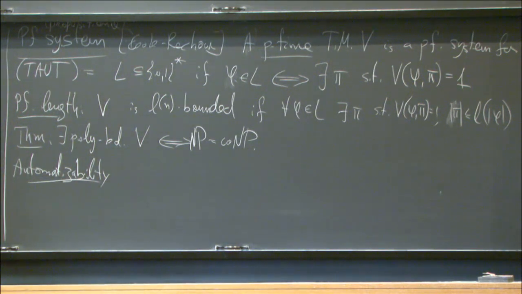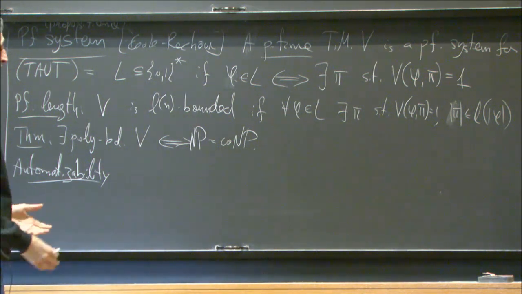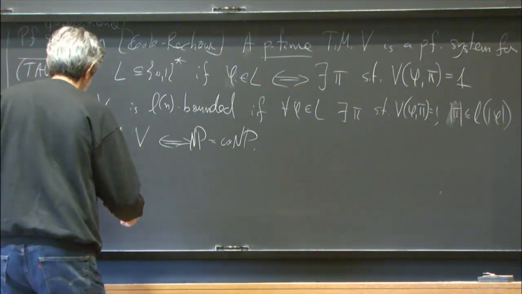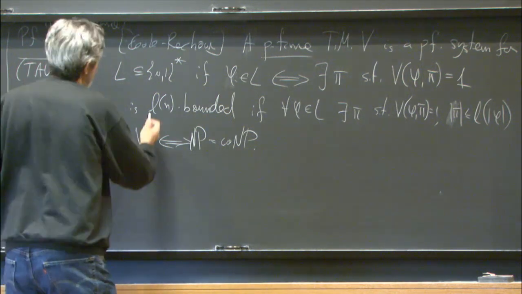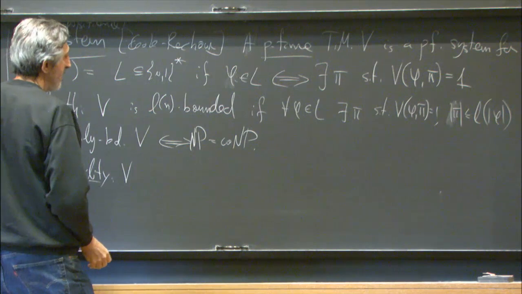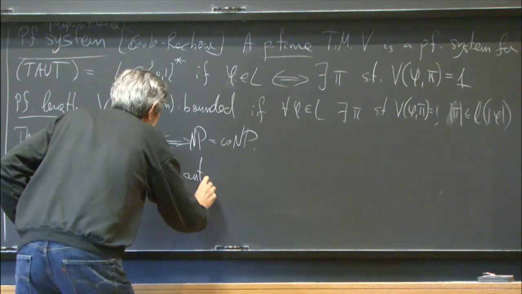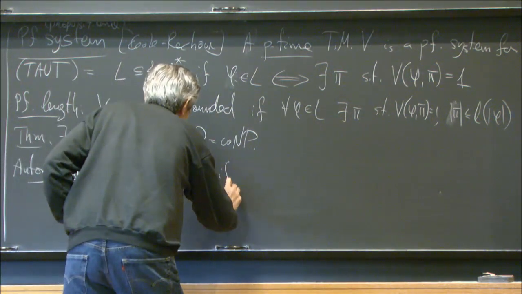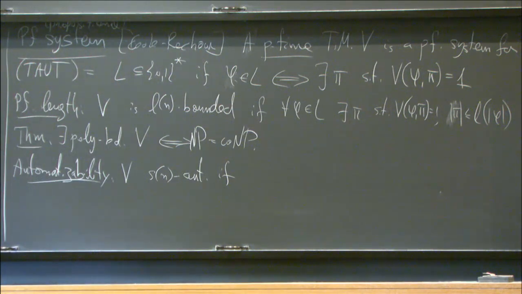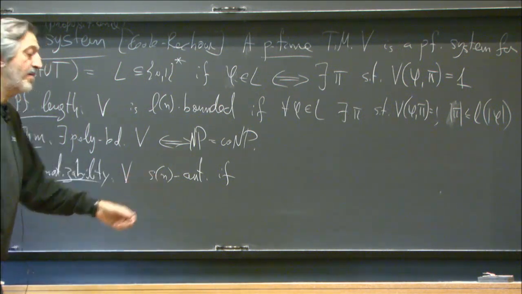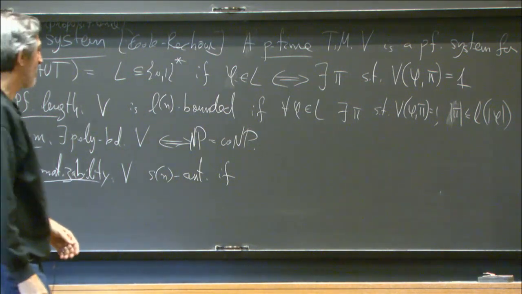We say that V is, so again, we need a parameter for the time it takes to find a short proof or find the proof. So we say that V is, maybe I can use again L of n, or maybe I'll say S of n, automatizable if whenever there is a proof of a certain length, then there is an algorithm that, given that there is a proof of a certain length, finds it in time polynomial in the length of the shortest proof.